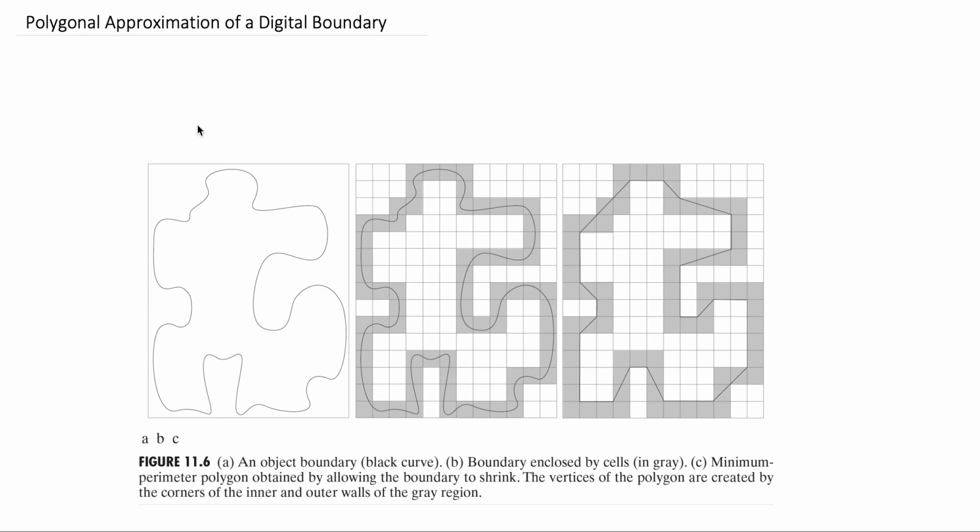And one of the most powerful methods of representing a boundary by a polygon is by using the minimum perimeter polygon or MPP. First, I will explain an intuitive approach to find the minimum perimeter polygon.